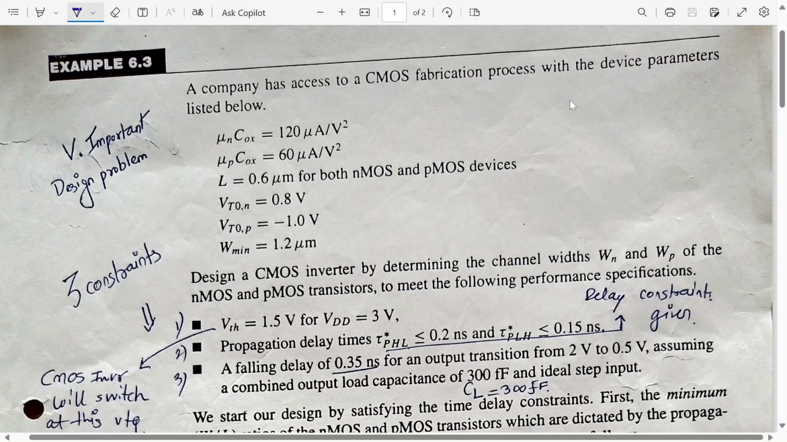So mu and Cox is given. This is for NMOS. This is for PMOS. L is given. I already told you L is the technological length. So basically this L is nothing but Ln and Lp, which is equal to 0.6 micrometer. We can convert it into centimeters.